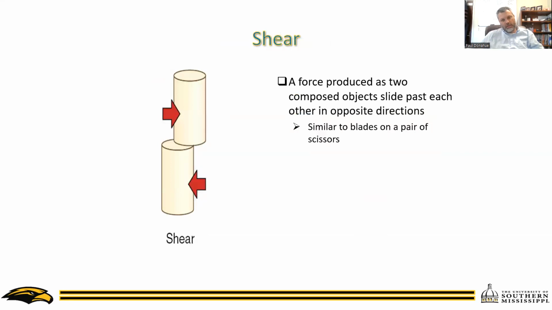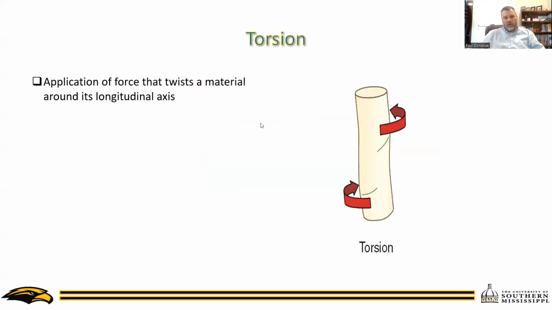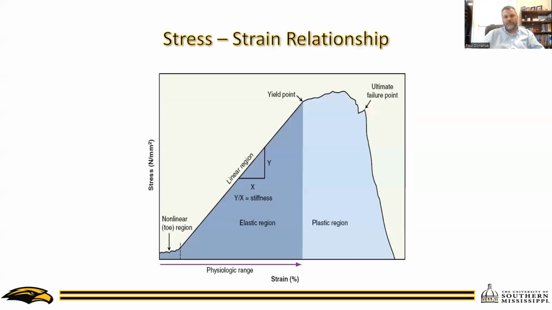Our shear stress, right, blades of the scissors are cutting across, so we have forces acting in opposite directions. Our torsion, right, is our twisting, or that along the longitudinal axis, or think again, foot stuck in the ground and we twist. If we said I twisted my knee, that's what that would kind of look like.